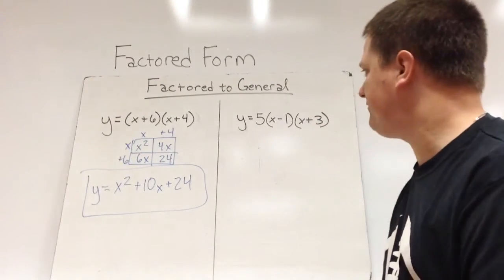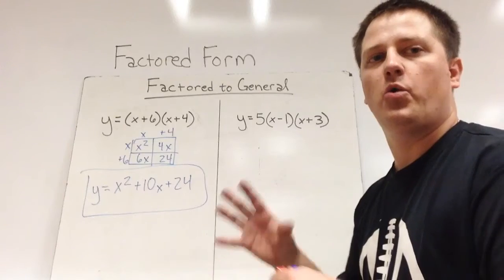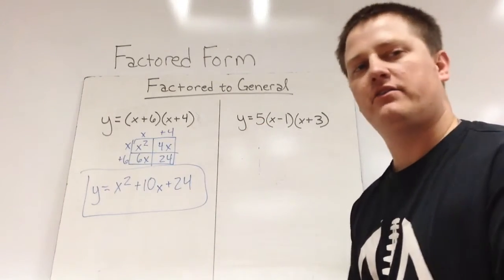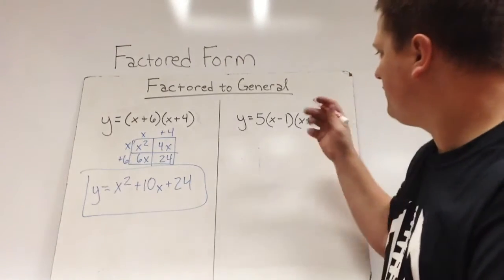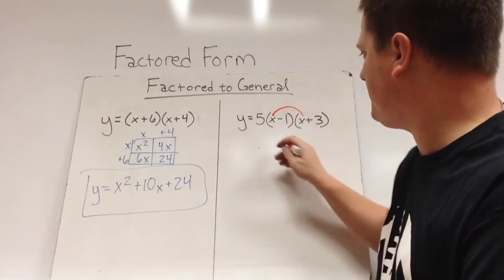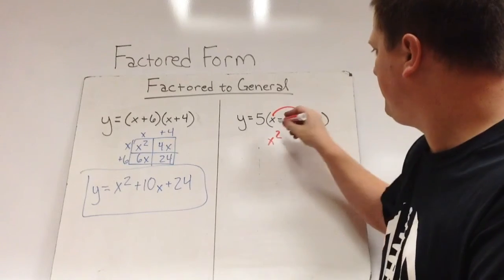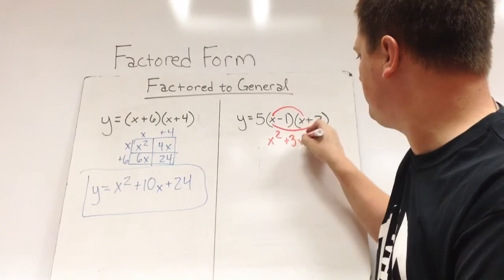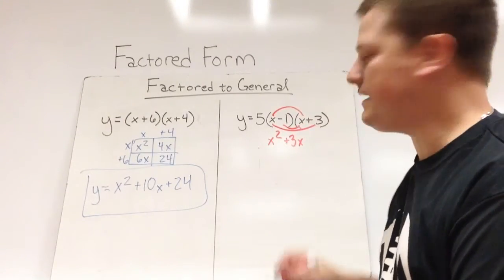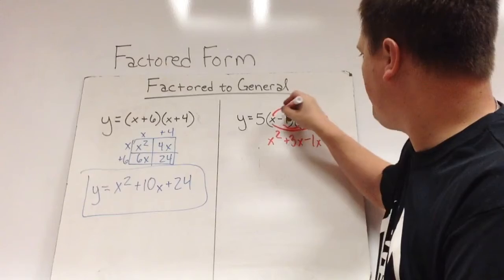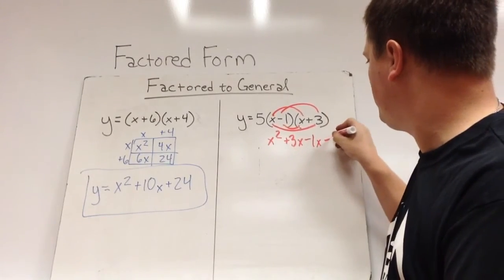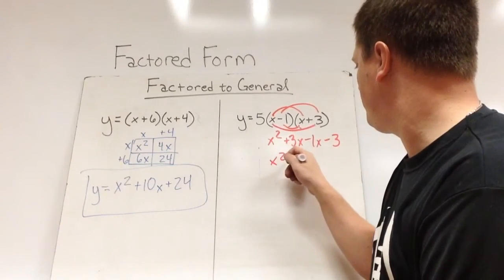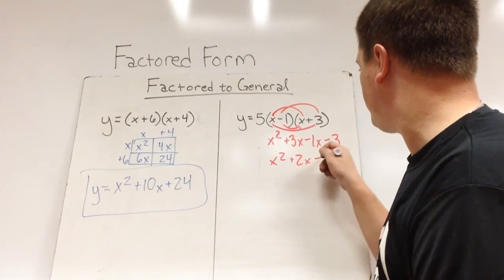Let's use the FOIL method for this one. I always start with my Punnett square of my FOIL and then distribute at the end. It's typically a little bit easier. So we'll do our first. X times x is x squared. Outsides, x times 3 is positive 3x. Insides, negative 1 times x is negative 1x. And last, negative 1 times 3 is negative 3. I would simplify this. X squared plus 2x minus 3.